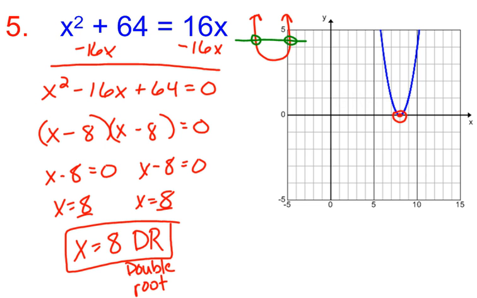Every time, no matter what. So that's what a double root is telling you. That's your vertex point. So notice my vertex starts at 8, and my parabola goes up from there. It does only cross the x-axis in one place, at that 8.